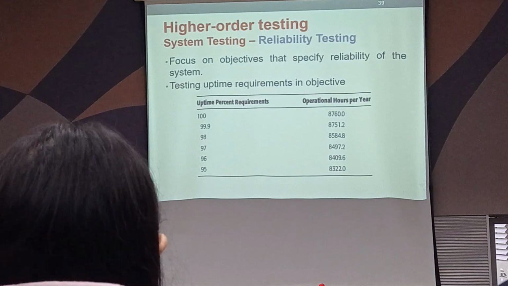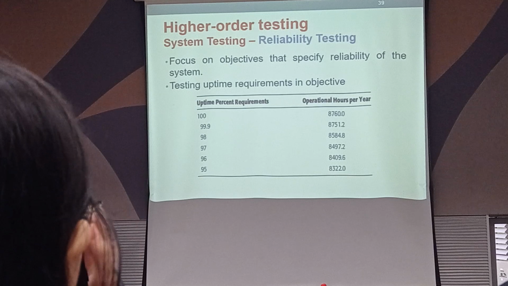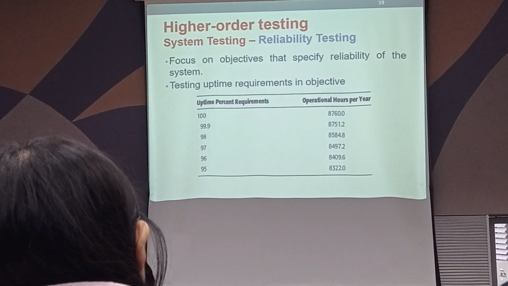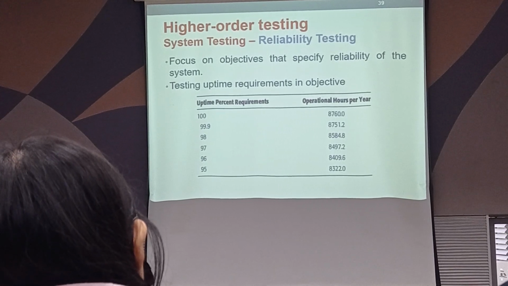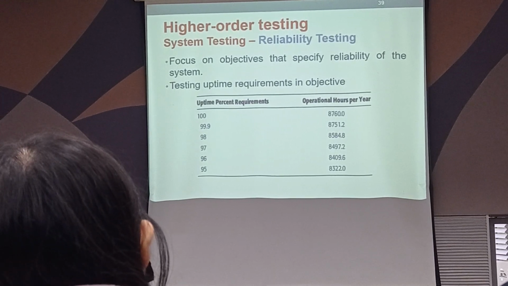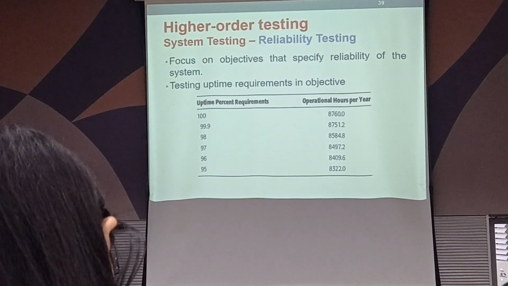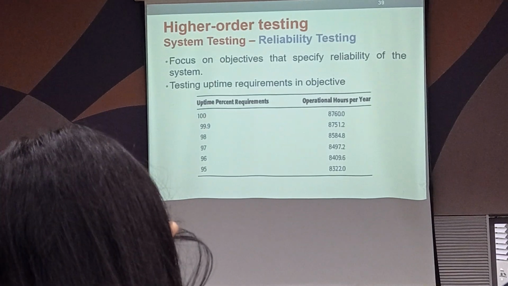Then we have reliability testing. Reliability is more focused on the reliability objective of the system. When we say reliability, it's more about the availability and also the downtime of the system. What is downtime? What is the downtime of the system?